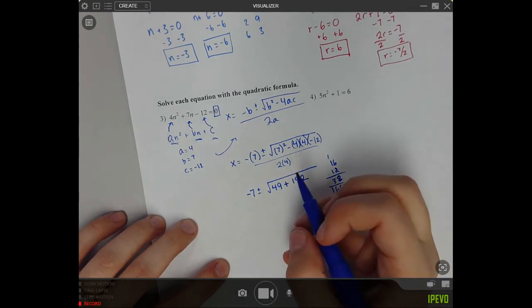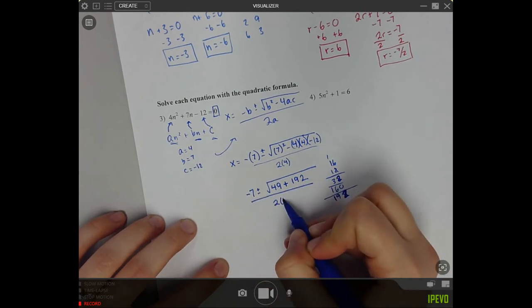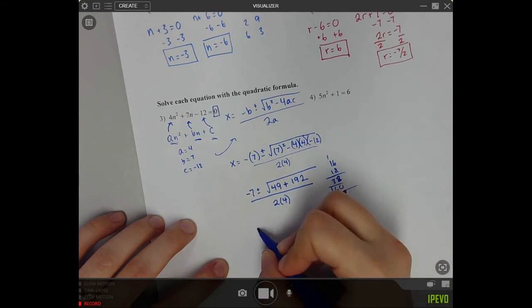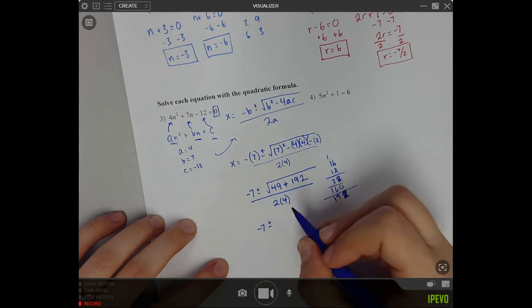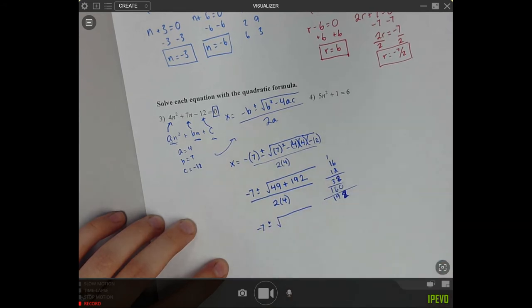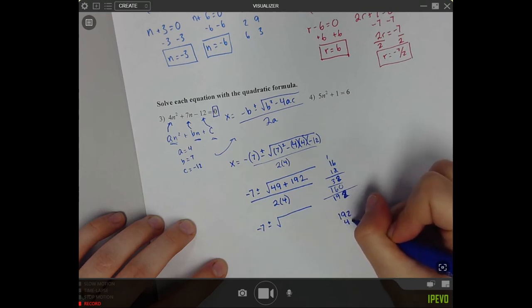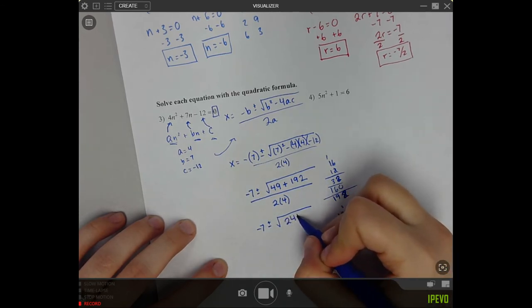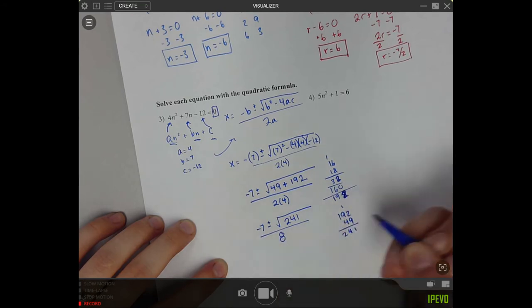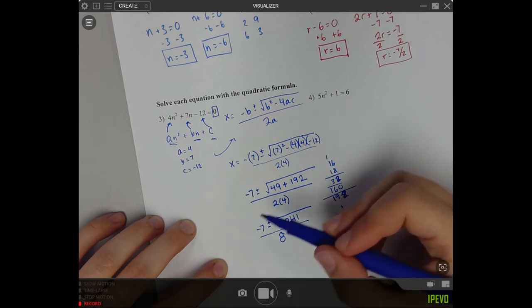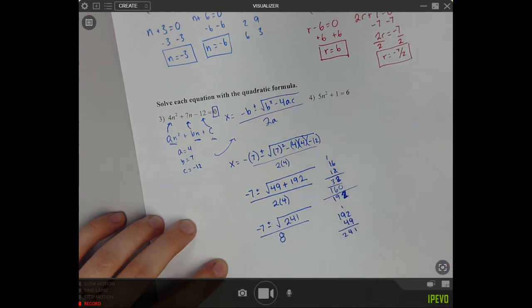And that's going to be all over 2 times 4, which is 8. We're going to simplify this one more time. So negative 7 plus or minus the square root of 49 plus 192. Let's do some more addition on the side here, because I don't have a calculator with me, which is all good. 241. Thank you. 241 all over 8. And that is going to be our answer. There's nothing really that we can simplify here, and so this is just how we're going to leave it.